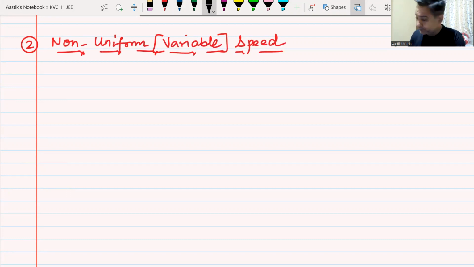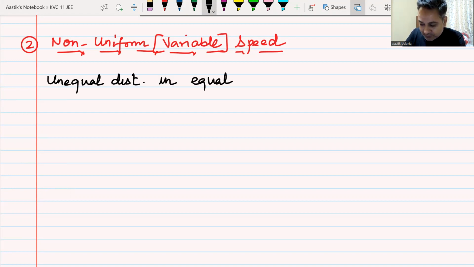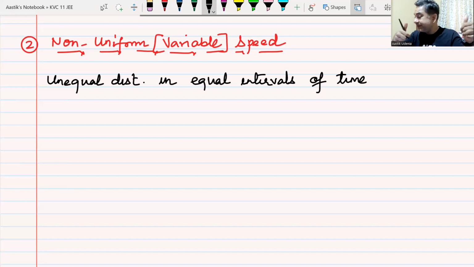Yes? If a particle covers equal distance in unequal intervals of time. See, we don't make the intervals of time unequal. So now let us try to reframe the definition again. Equal distance in equal time. Unequal distances in equal intervals of time. That would be better. Do we understand this? That is a better way of saying it. Do we understand this?